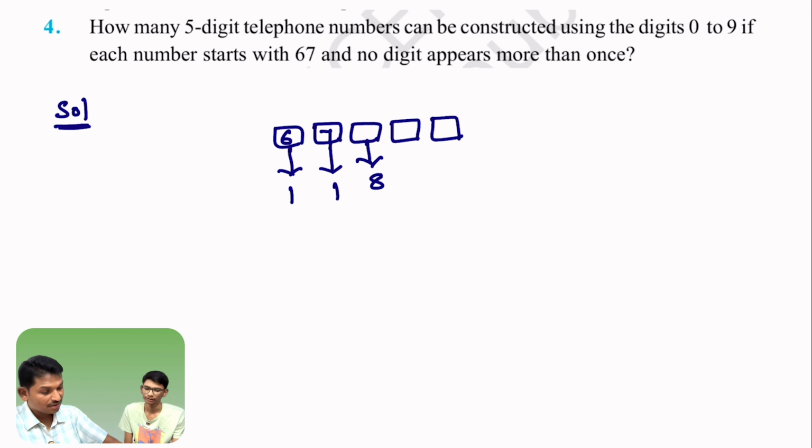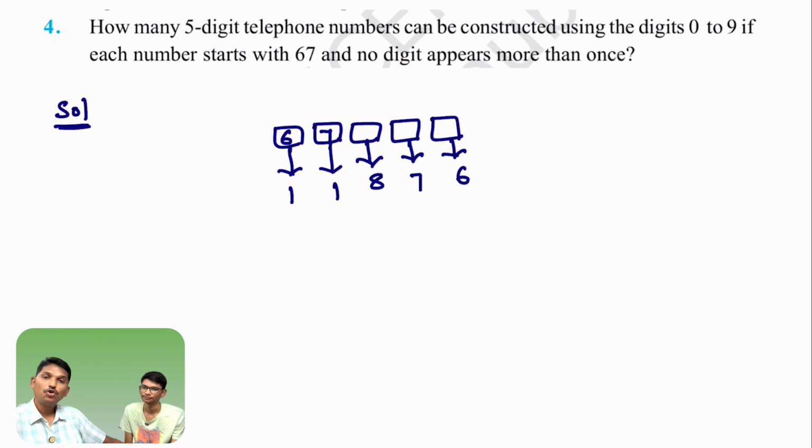Next, the fourth box can be filled in 7 ways. Why 7 ways? Repetition is not allowed, and we already filled 3 boxes. The numbers you wrote in those boxes cannot be written here. Out of 10, 3 numbers are already used, so 7 numbers are remaining. So this box can be filled in 7 ways. Good. Next, this box can be filled in 6 ways.